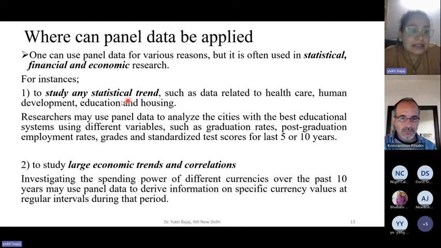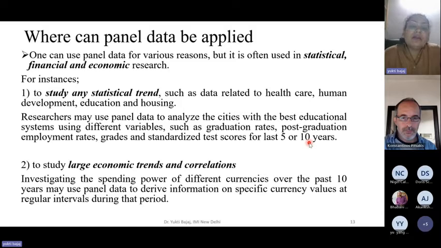So when you talk about the statistical domain, say for example, a researcher wants to know what is the best educational system in a particular city, or say a number of cities, for the last 5 to 10 years. Then they take certain variables, say what was the graduation rate over the last 5 years, what was the employment rate just after graduation, what were the students' grades every year, and so on and so forth. This kind of trend that they want to see is a statistical sort of research wherein we use panel data. Here cities are going to be the cross-section unit, and we are taking the time dimension as 5 years or 10 years down the line.